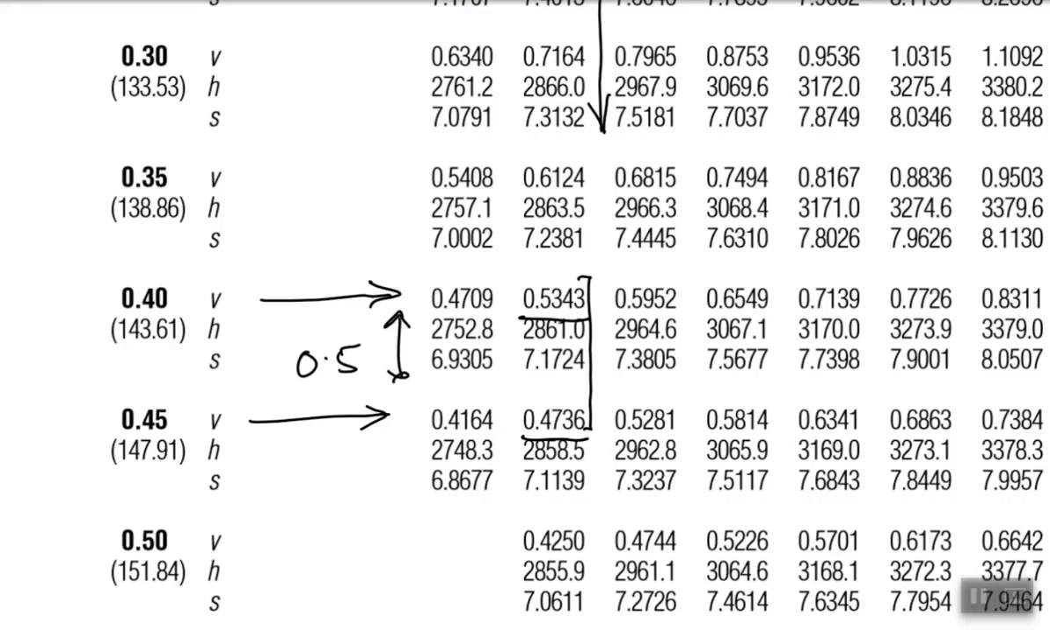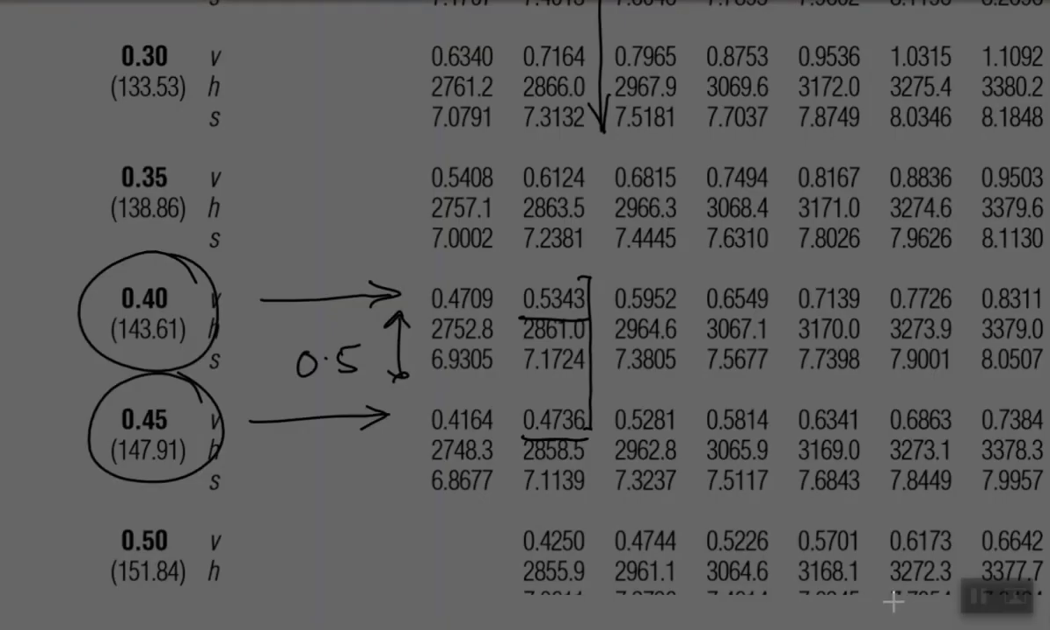At 0.5343 we have a pressure of 0.4 megapascal, and at a volume of 0.4736 we have a pressure of 0.45. So our pressure P2 would be somewhere between 0.4 and 0.45. Now, as we have done previously, we go to the interpolation, and that is what we would be looking at.